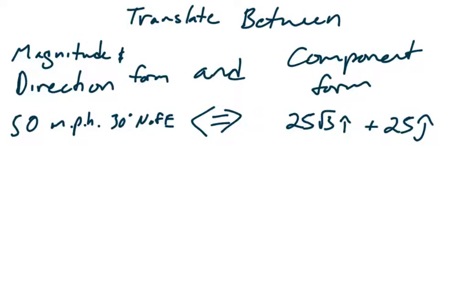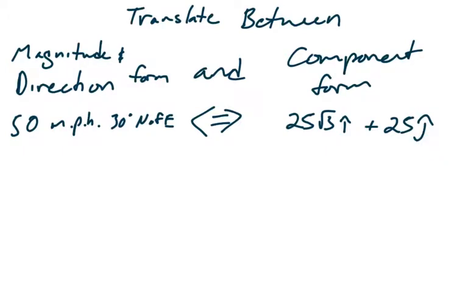Before you get to the delta math, I want to explain the why and the how to translate between the magnitude and direction form of vectors and the component form of vectors. So that, for instance, this 50 miles an hour, 30 degrees north of east, is actually equivalent to this component form: 25 rad 3 i hat plus 25 j hat.